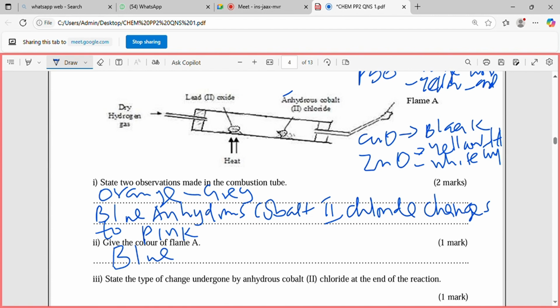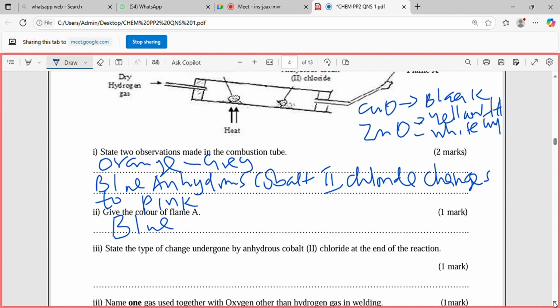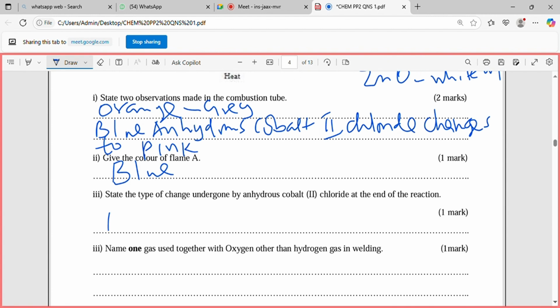State the type of change undergone by the anhydrous cobalt(II) chloride at the end of the reaction. Changes are either physical, temporary chemical, or permanent chemical. In this case, anhydrous cobalt(II) chloride undergoes a temporary chemical change.